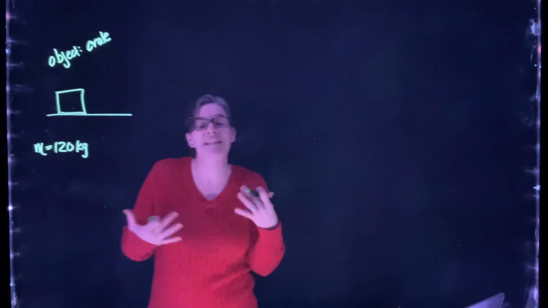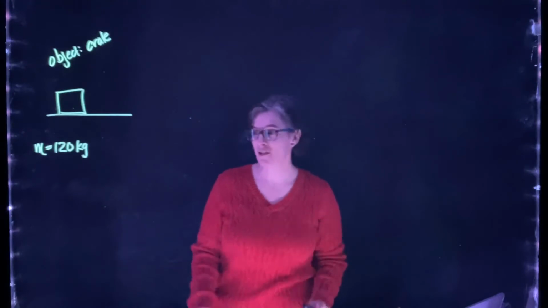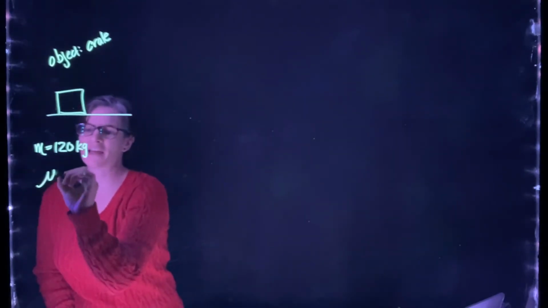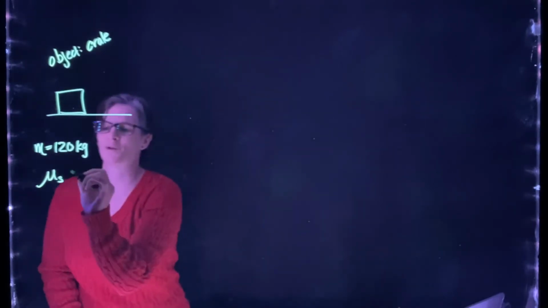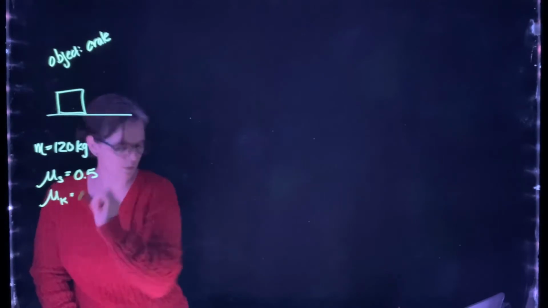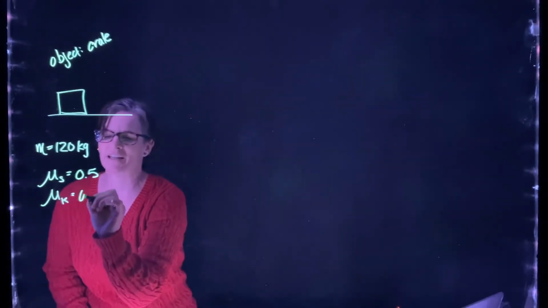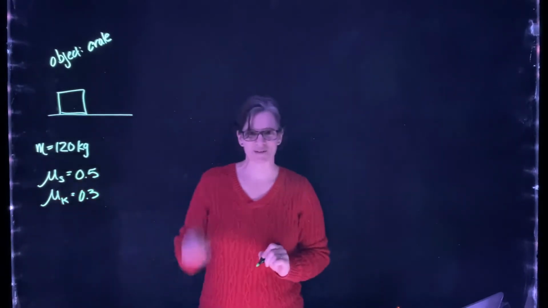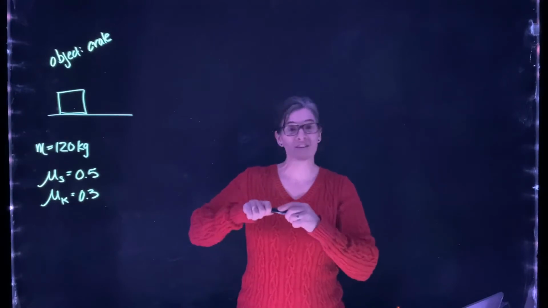And so what we need to do is look up what the coefficient of friction is for wood on wood. And we find, if we look that up, that the static coefficient of friction for wood on wood is equal to 0.5. And the kinetic coefficient of friction for wood on wood is 0.3. So you have to look those two values up. All right. We have our object of interest.